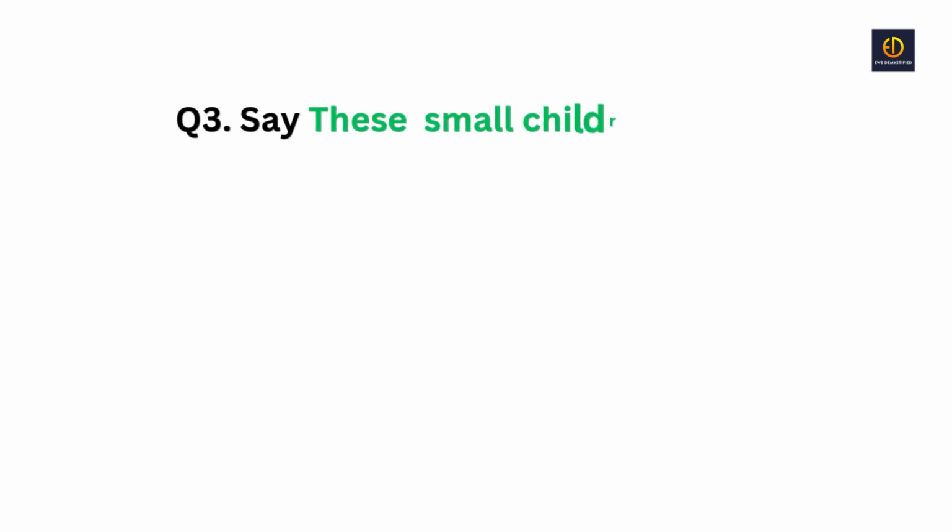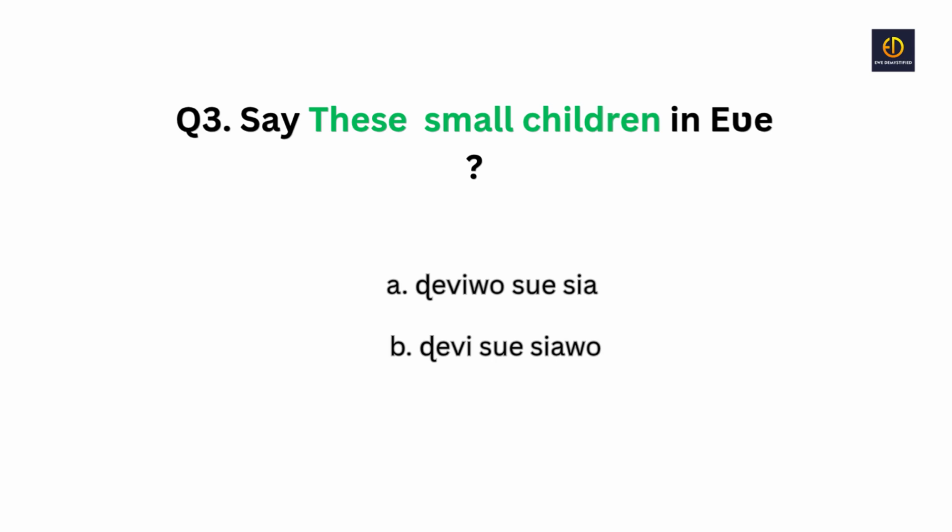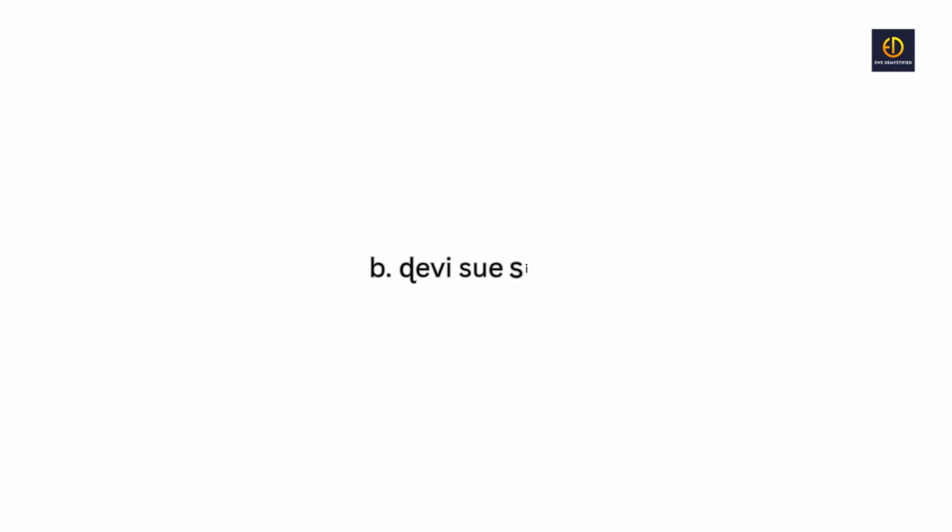Now let's do another one. These small children. A. Ɖeviwo sue sia. B. Ɖevi sue siawo. Once again, the answer is B. Ɖevi sue siawo.